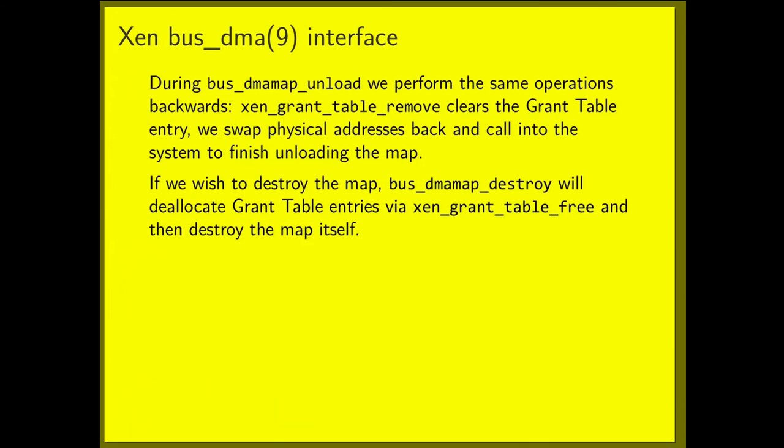And the unloading goes just in the opposite direction. We go through our small reference tables, disable those entries, get back our physical addresses that we have recorded, and put them back for the bus DMA subsystem, and that's it, and we are done.